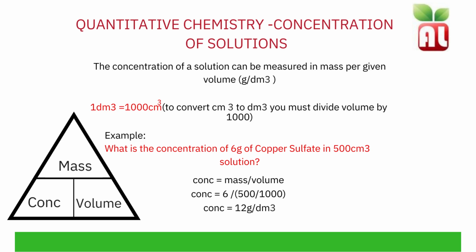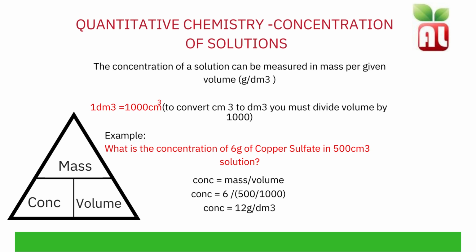A key point to note is the conversion between centimeters cubed and decimeters cubed. 1 decimeter cubed is the same volume as a litre, and a litre is 1,000 centimeters cubed. So to convert centimeters cubed to decimeters cubed, you first divide the volume in centimeters cubed by 1,000. Example being 500 centimeters cubed is half of 1,000 centimeters cubed, so 500 divided by 1,000 gives you a volume of 0.5 decimeters cubed.